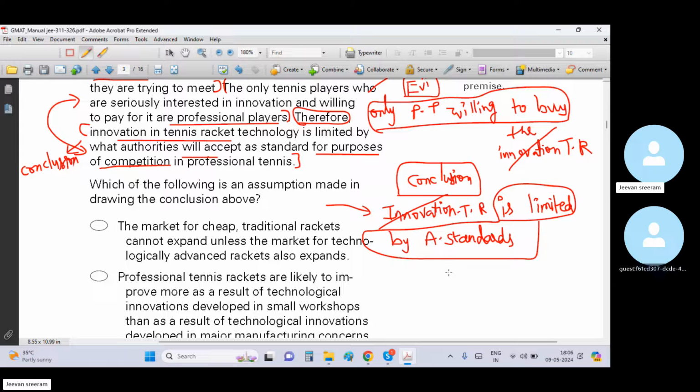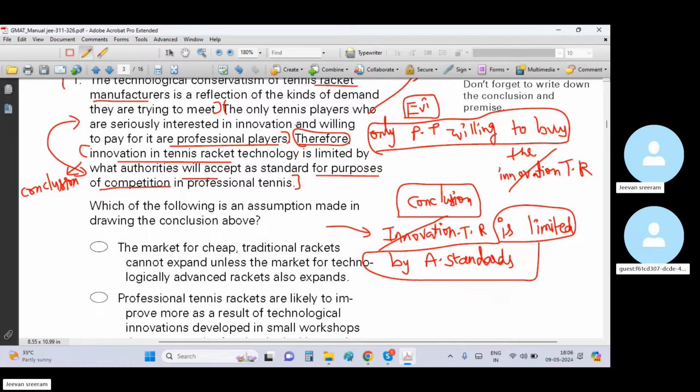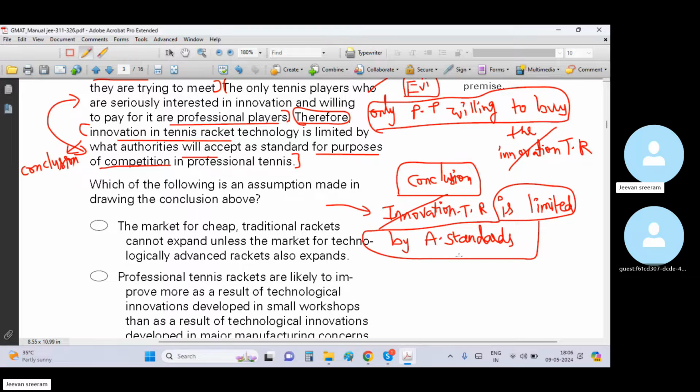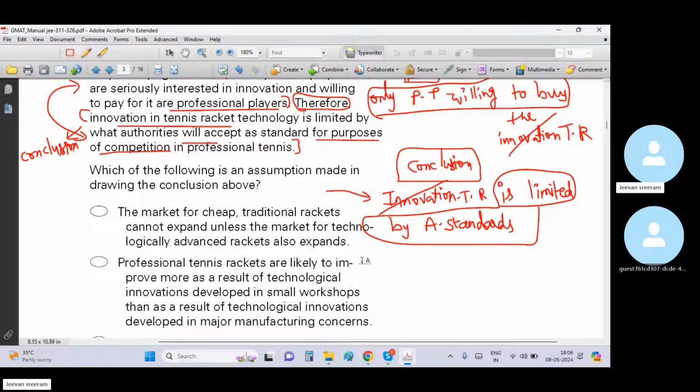That's going to be the idea that the author missed to include in his argument, to have a clearer understanding of the argument. So the link is missing, right, buddy? Yes. The link is now clear. What is that? Professional players are willing to buy the innovative tennis racket, but the innovative tennis racket must be as per the authority standards. Have you got my point, buddy? Yes. You got the particular sentence.